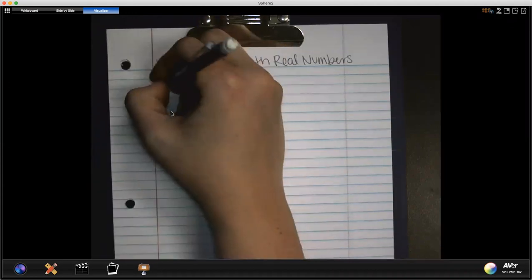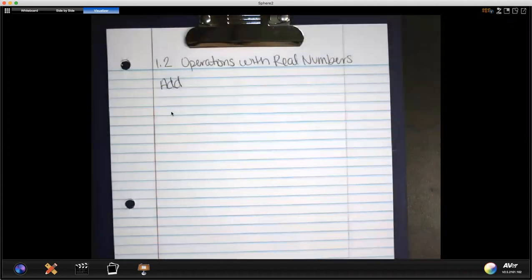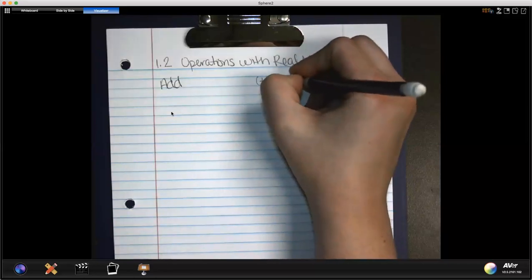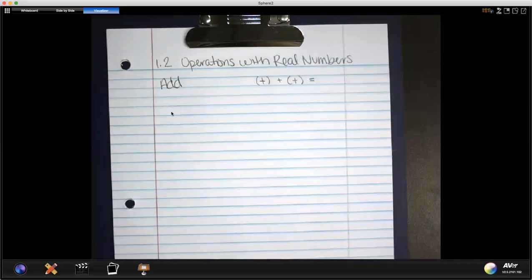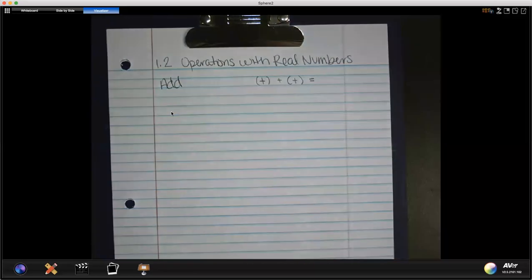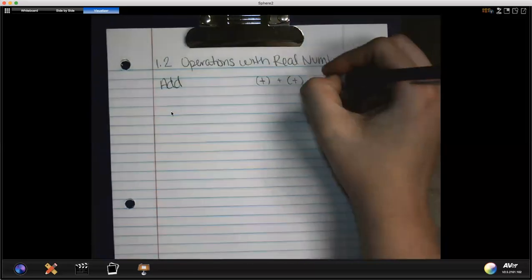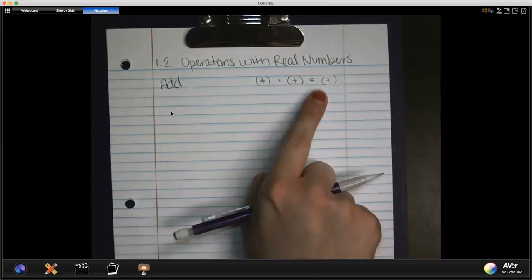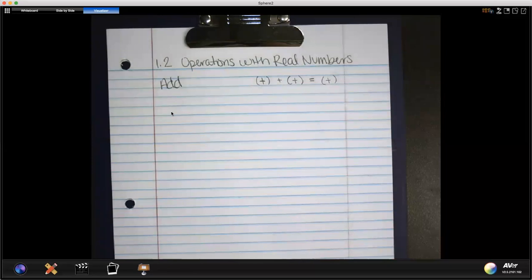So when we are adding numbers, if I am adding two positive numbers, what will my result always be? Positive, good. Doesn't matter what those numbers may be. If they are both positive, your answer will always be positive. I'm just putting them in parentheses to distinguish them from the signs outside of them. That's why I'm using parentheses, just a heads up.